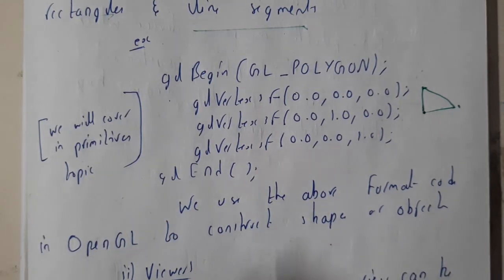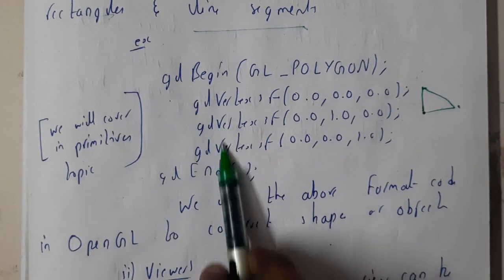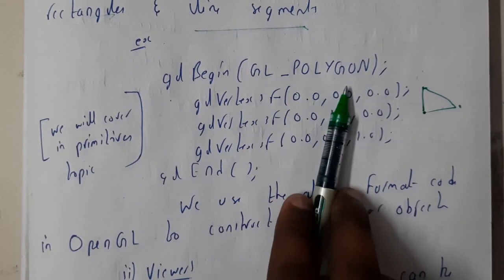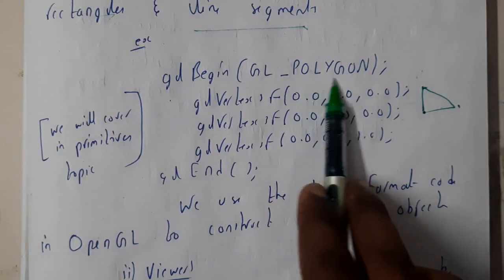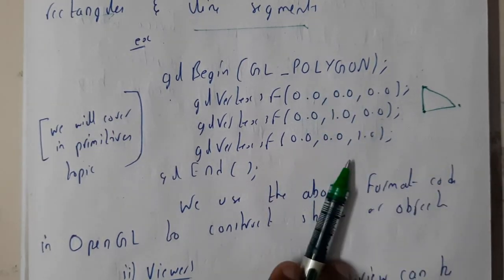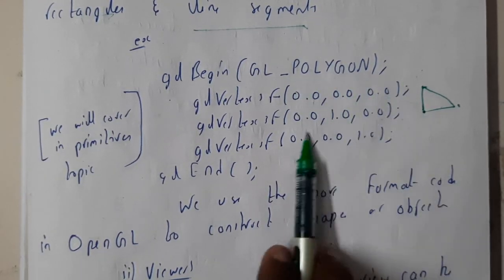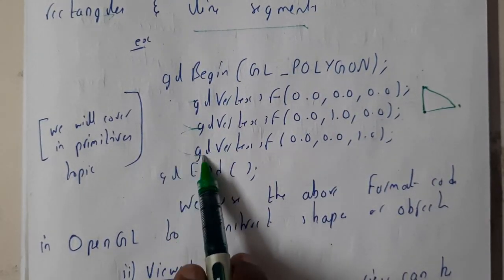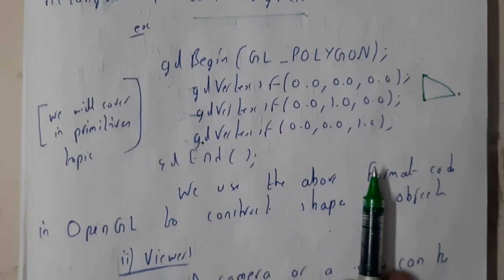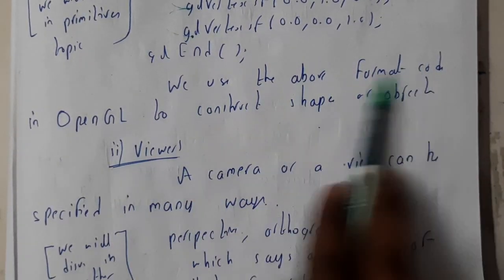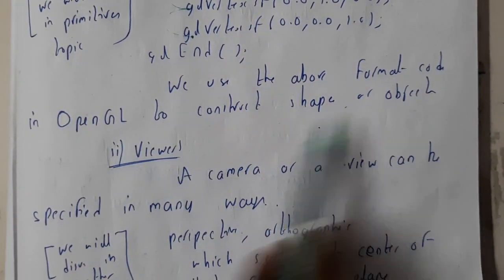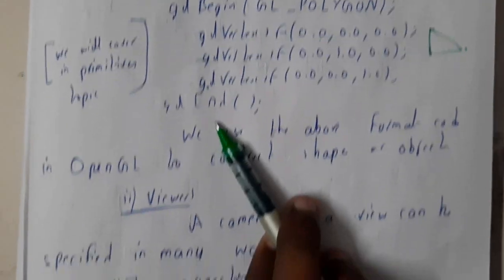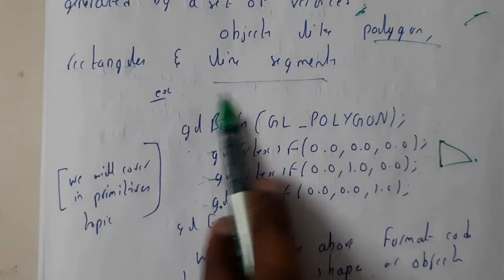Remember one thing: whenever you write vertices in a block like triangle, polygon or anything like that, see the joke here, I wrote a polygon and I'm drawing a triangle. Use triangles, that's better. Automatically the lines will be connected, and that is the main advantage in this. We use the above format code in OpenGL to construct shapes or objects. We'll be discussing these blocks of code also in our further topics, don't worry.